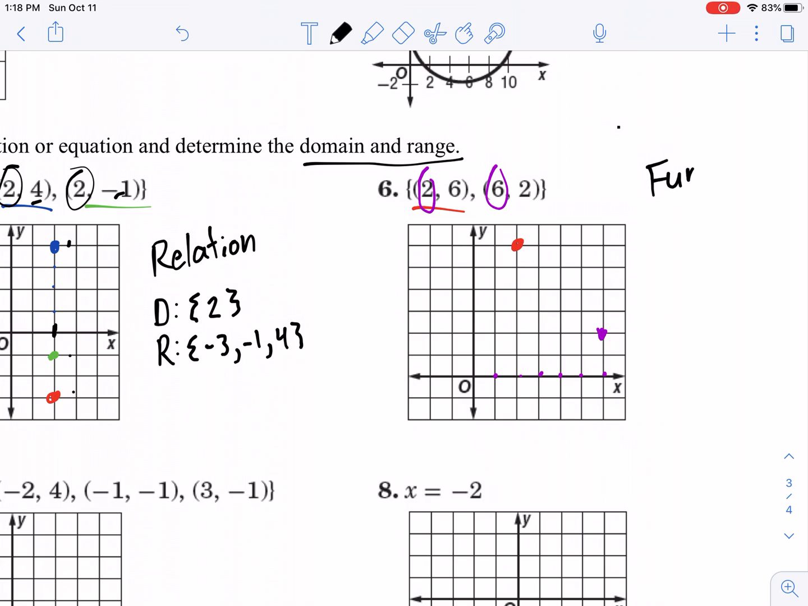Now, if we want to write the domain and range, okay, the domain is just the x values. So in our set, all we have to do is list all the x's. Well, what are the x's? 2 and 6. So 2 and 6. That's it. If I want to list the range, I just need to list the possible y values. Well, that would be 6 and 2. I like to go from least to greatest, so I'm going to put 2 and 6. Okay? That would be our domain and range, or the input and the output, the x and the y.